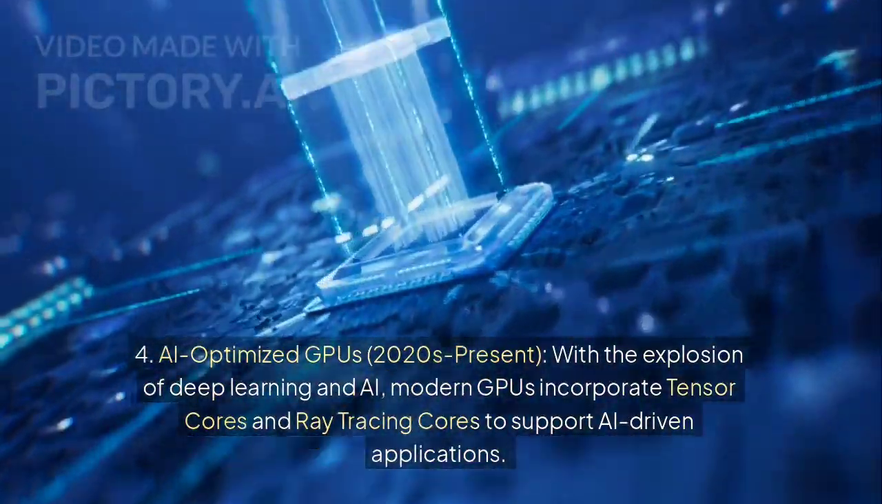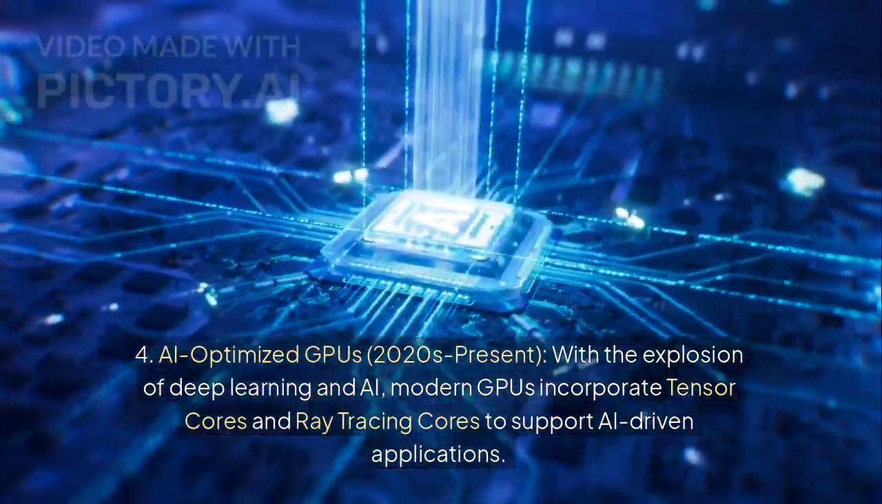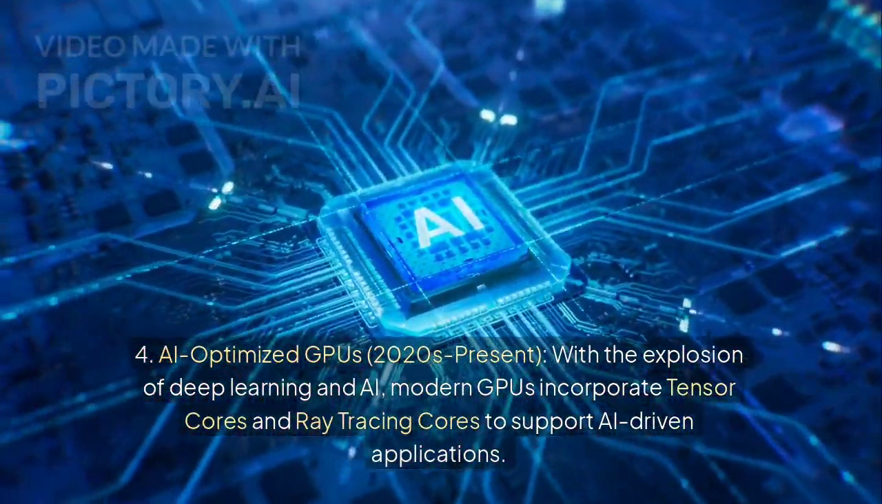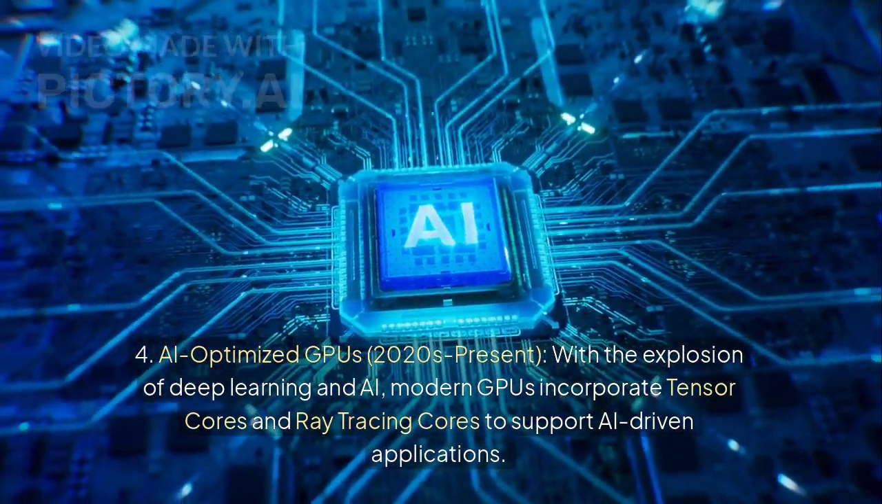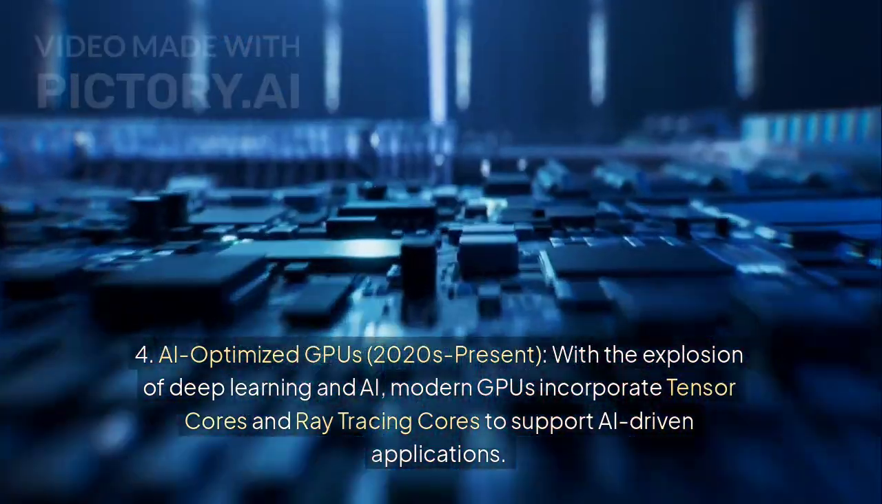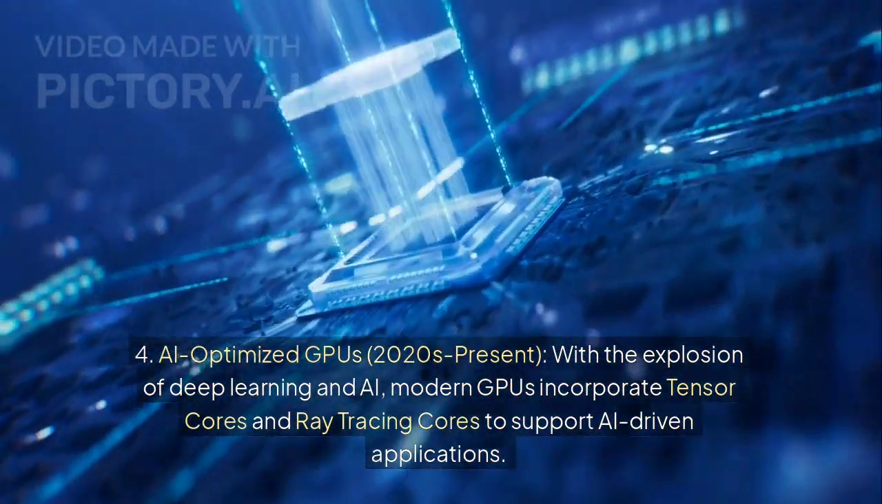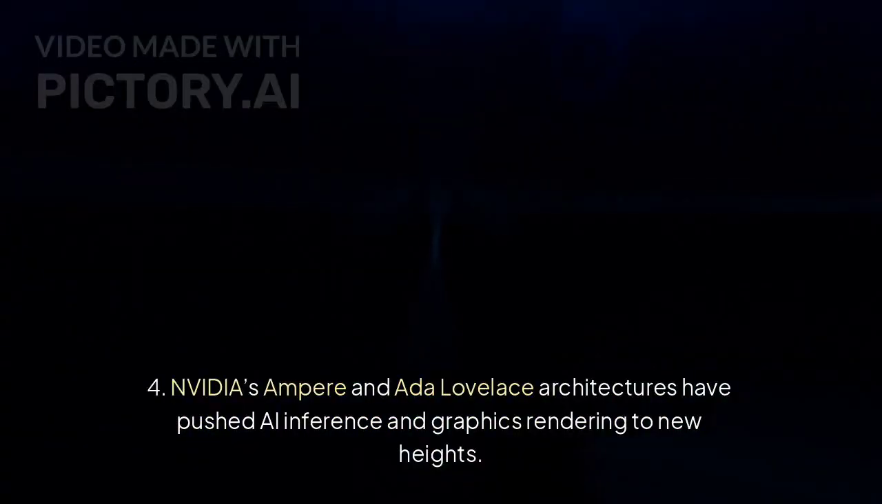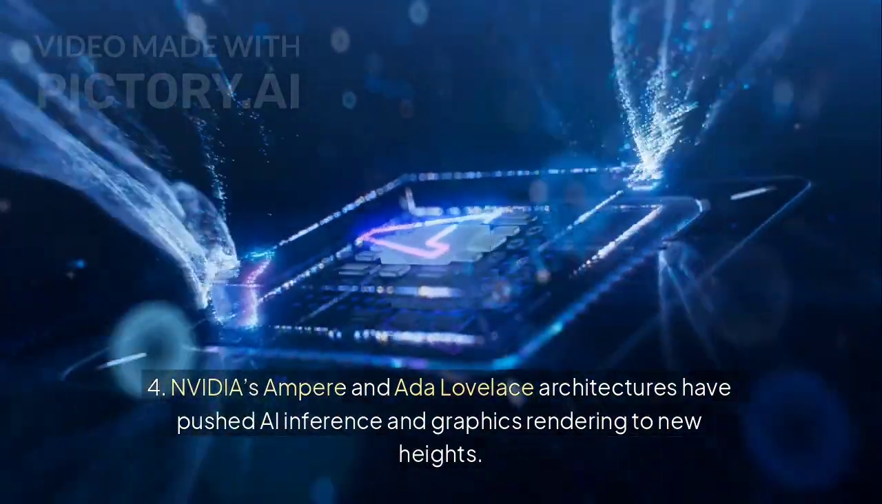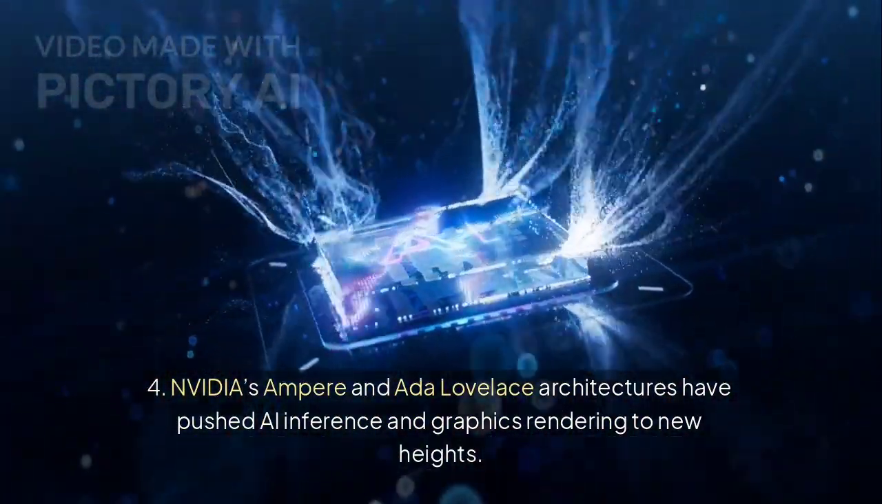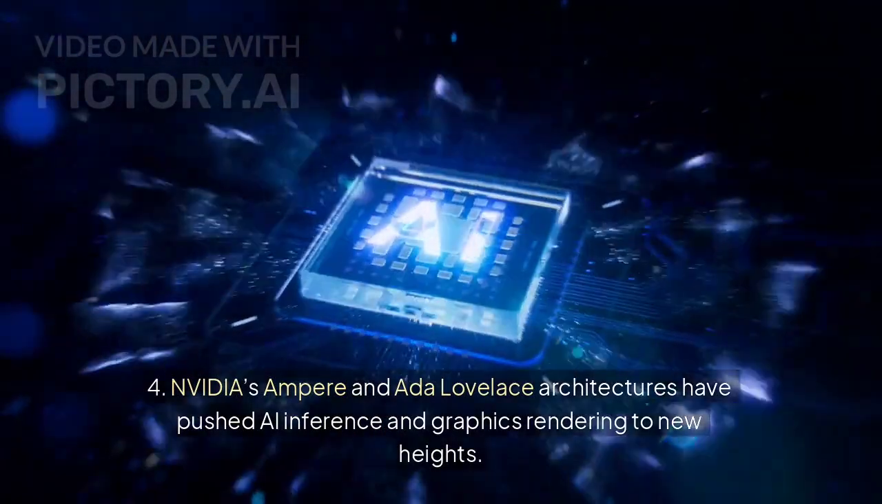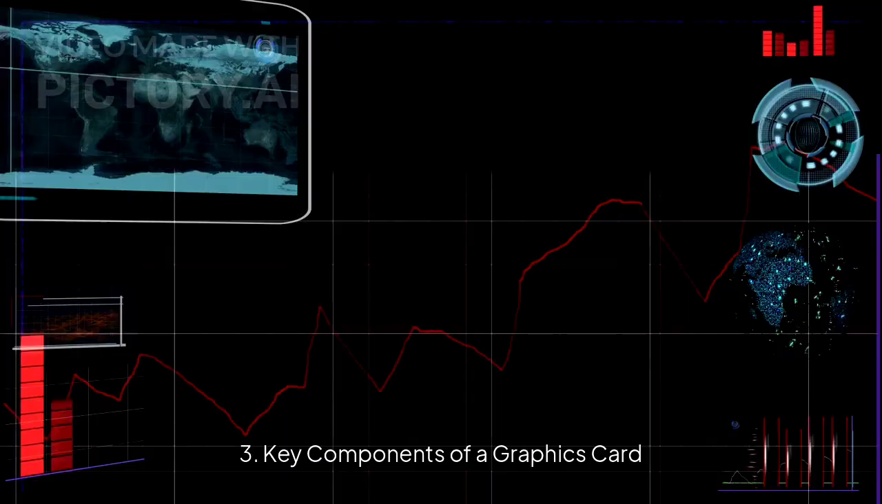4. AI-optimized GPUs, 2020s to present. With the explosion of deep learning and AI, modern GPUs incorporate tensor cores and ray tracing cores to support AI-driven applications. NVIDIA's Ampere and Ada Lovelace architectures have pushed AI inference and graphics rendering to new heights.